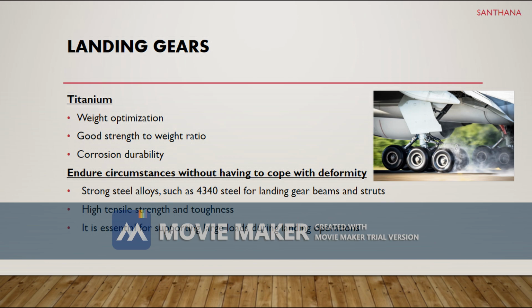Plus, titanium is highly resistant to corrosion, which is super important since landing gear is constantly exposed to harsh weather and environmental conditions. Another major advantage is that it can endure extreme stress and pressure without deforming, ensuring long-term reliability. In addition to titanium, strong steel alloys like 4340 steel are also used for landing gear, beams, and struts. These alloys offer exceptional tensile strength and toughness, making them perfect for handling the heavy loads that occur during landing.